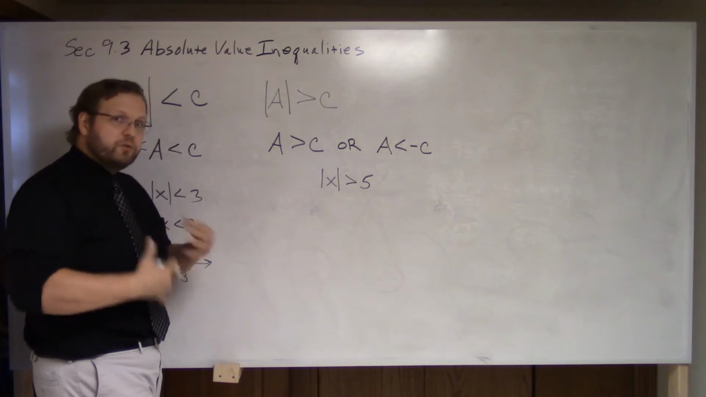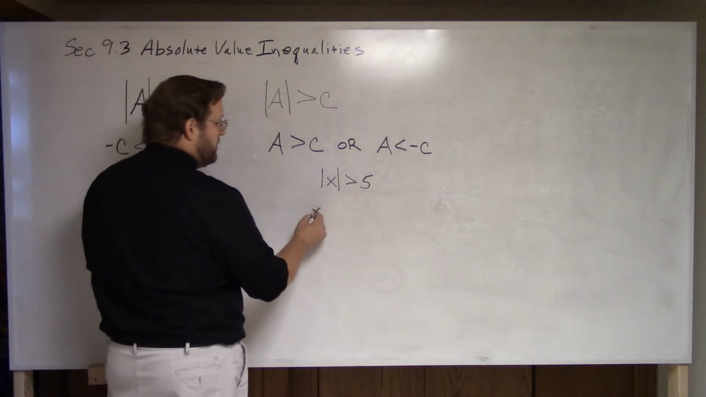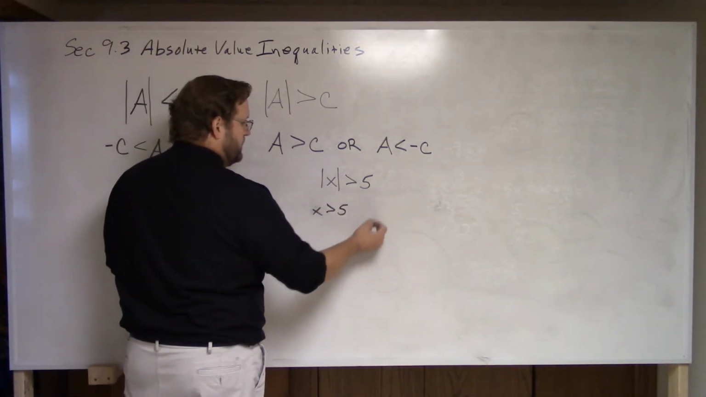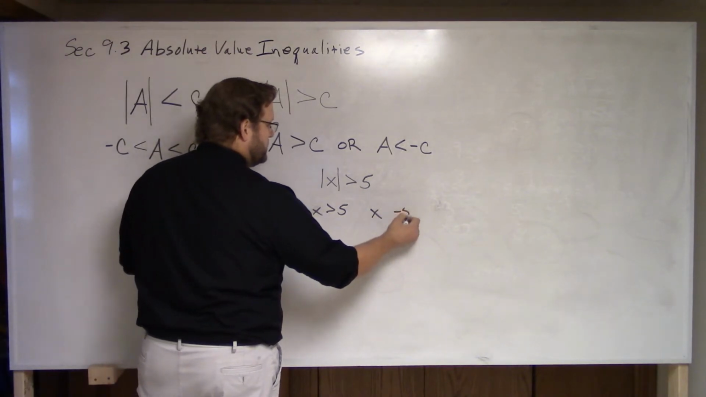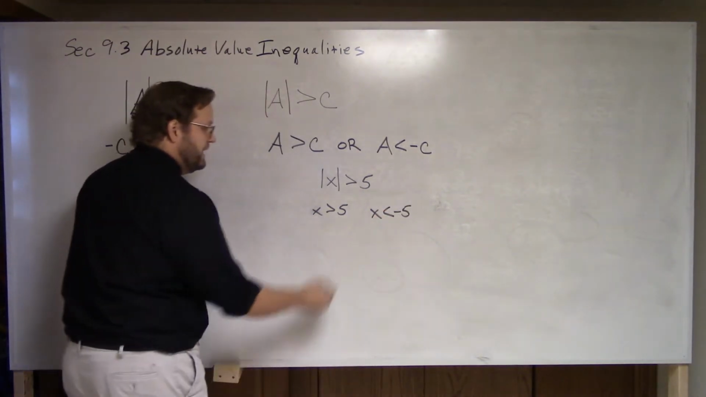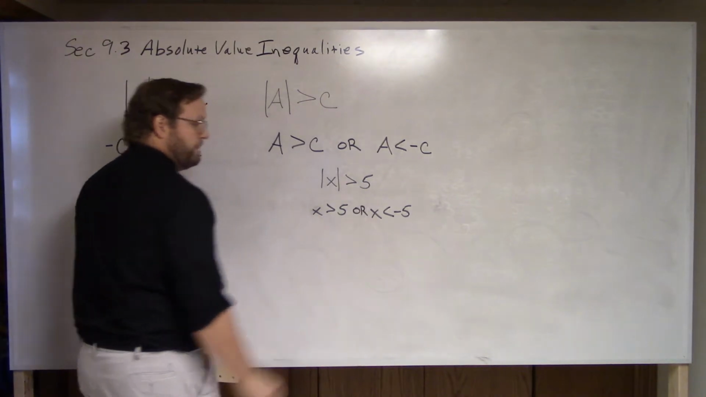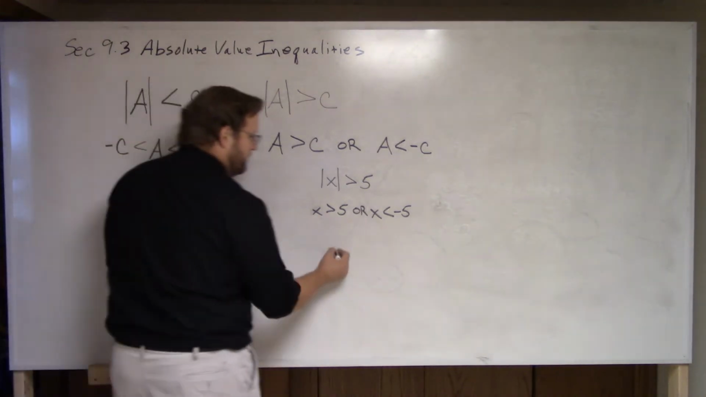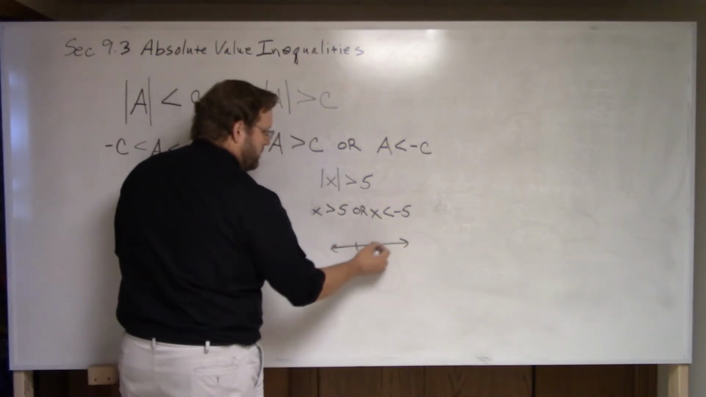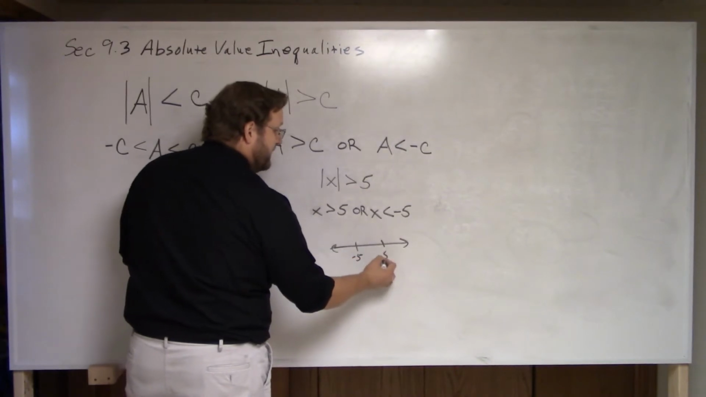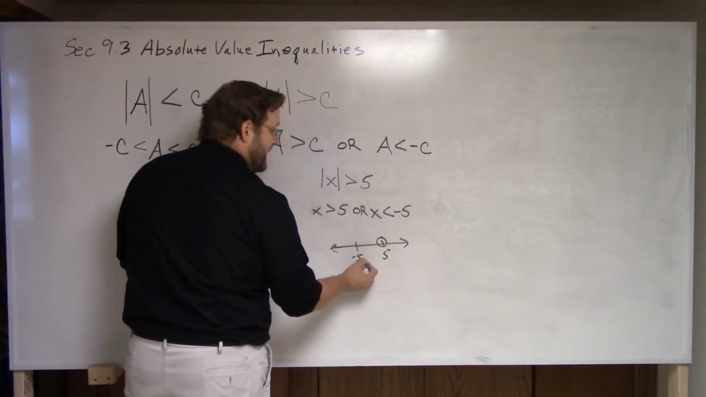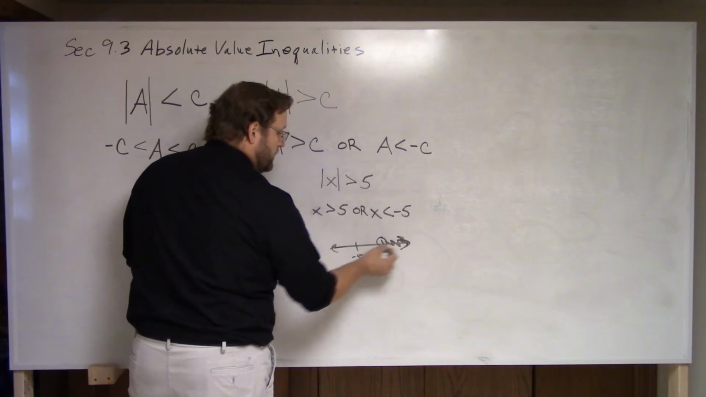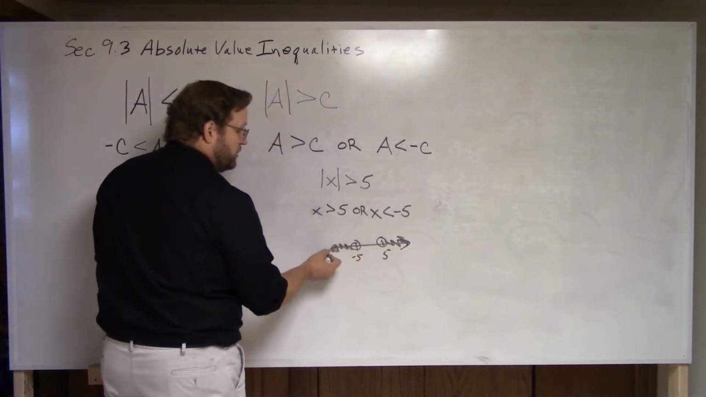If I just follow the motions, I would drop the bars, then I would drop the bars, change the sign, and flip that. And this is a "greater than." Now how would I graph that? What would that look like? I have a -5 and a 5. I have an open dot and I'm bigger. I have an open dot and I'm smaller.